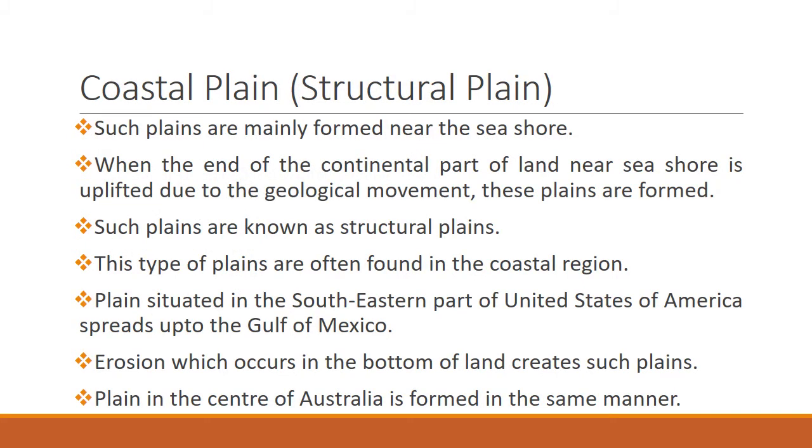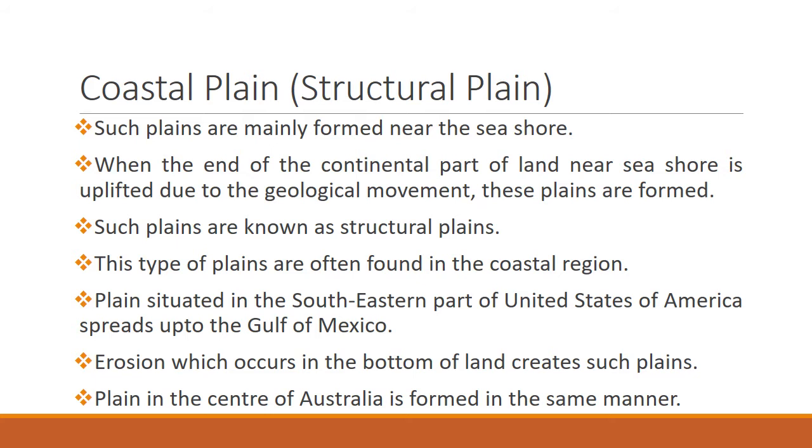Coastal plain or structural plain. Before explaining them, let me tell you the meaning of coastal. Coastal means it is near the seaside or the seashore. So it is the plain which is formed near the seashore. Such plains are mainly formed when the end of the continental part of land, the main land near the seashore, is uplifted. It is risen due to the geological movement, the movement of the earth. These plains are formed. Such plains are known as structural plains.